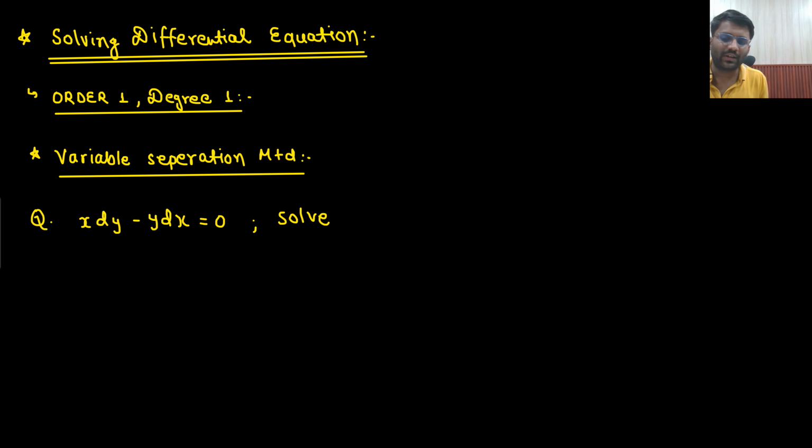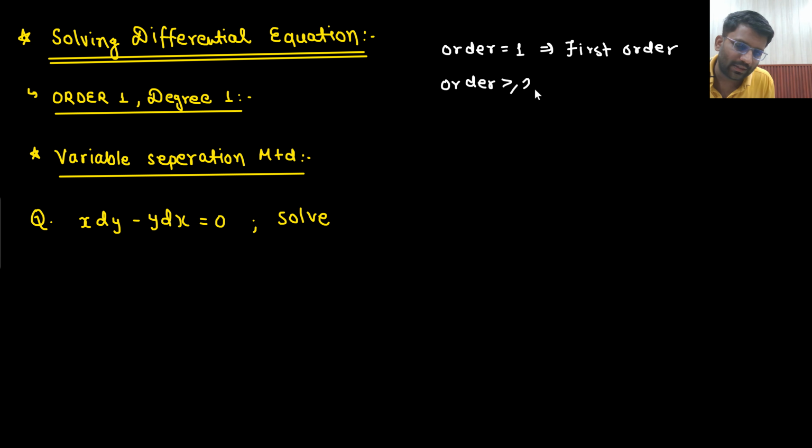What is the meaning? If the order is 1, then it is first order. And if the order is greater than or equal to 2, then it is higher order. So for first order differential equations and higher order differential equations, the degree will always be 1 only. So how to solve these equations? That we will see after a break.